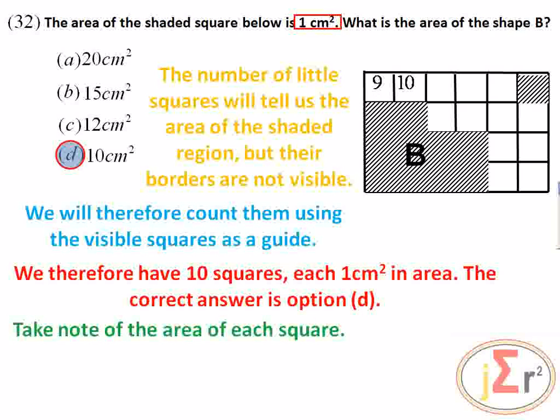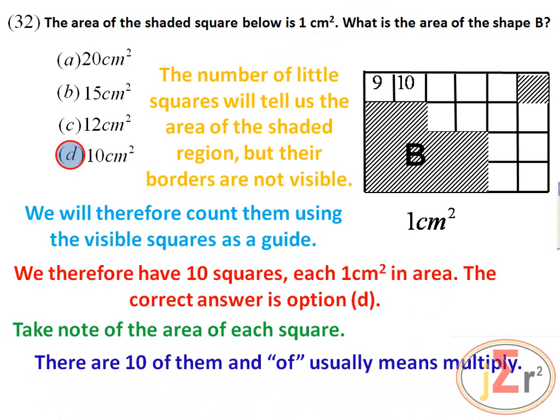Take note of the area of each square, which is 1 centimeter squared. And how many of them do we have? 10. There are 10 of them. And of usually means that we multiply. So we will take the area of 1 centimeter squared, which is represented by one little square, and we will multiply that by 10, because there are 10 little squares, or we may say there are 10 of them.